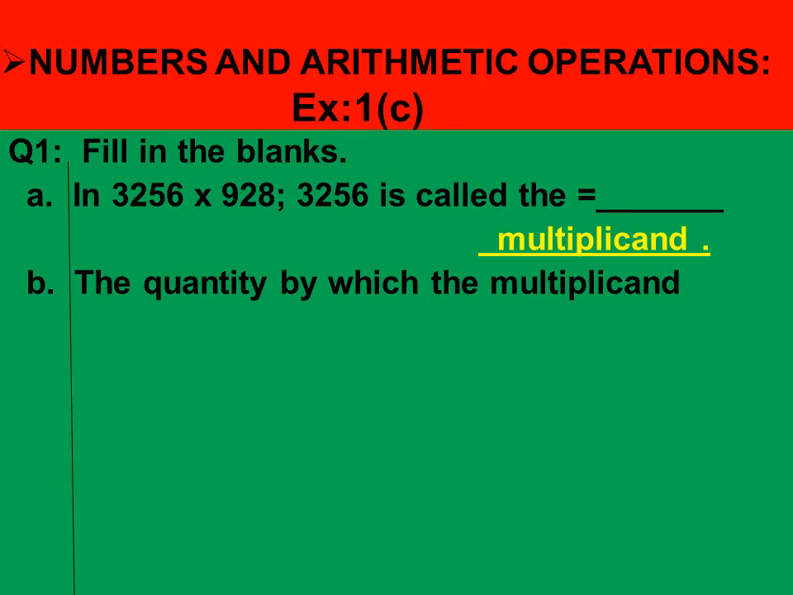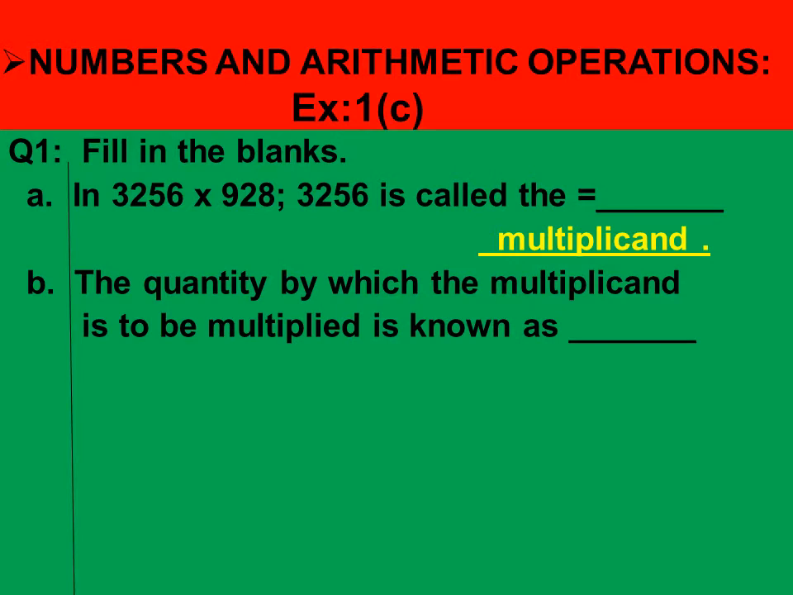Yes, part B. The quantity by which the multiplicand is to be multiplied is known as. Means that when we multiply the two numbers, the first is multiplicand and the number by which we will multiply is called the multiplier. Okay, now let's see the next part.